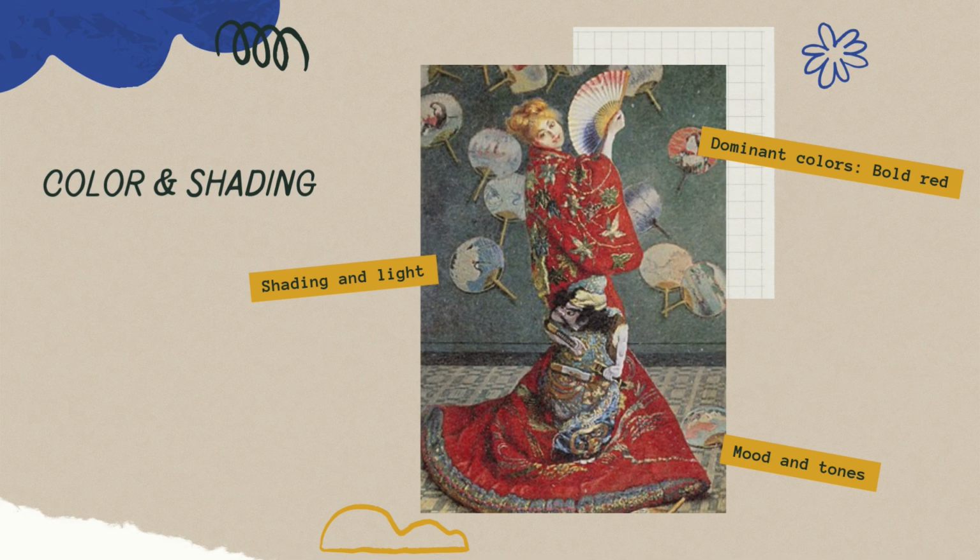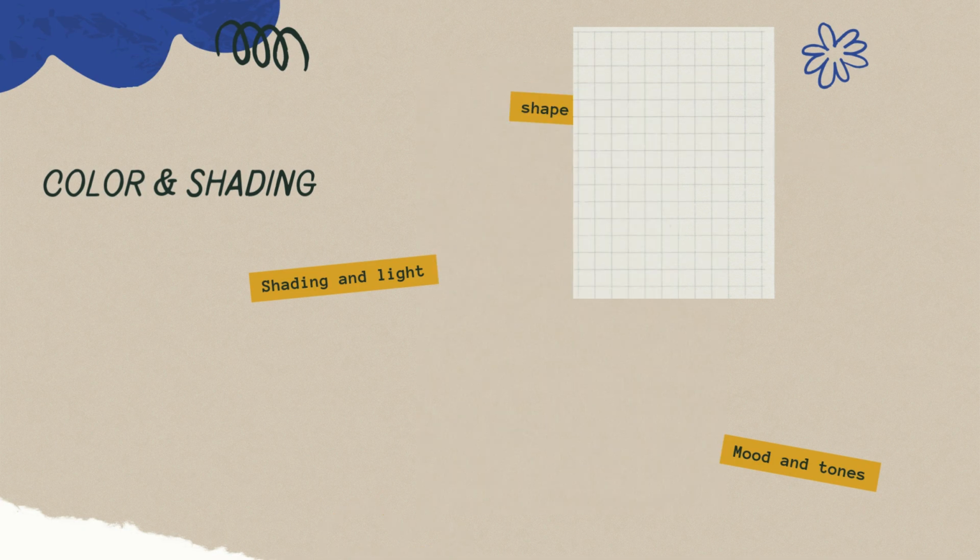The colors and texture evoke a fascination with Japanese culture, reflecting the 19th century European craze for Japonisme. This piece demonstrates Monet's ability to combine Impressionist techniques with detailed decorative elements, making it a unique exploration of cultural exchange.